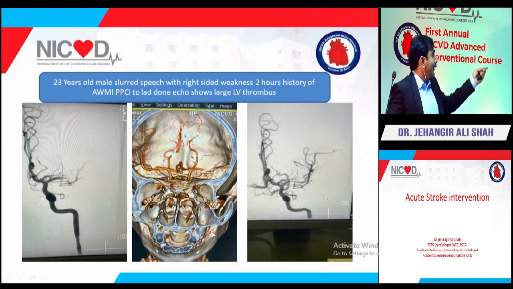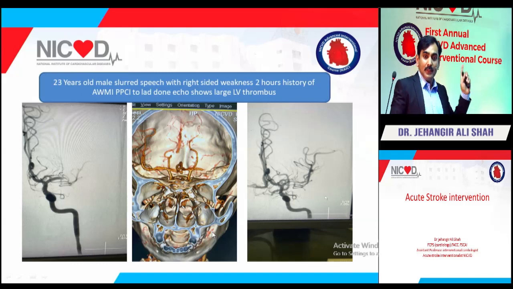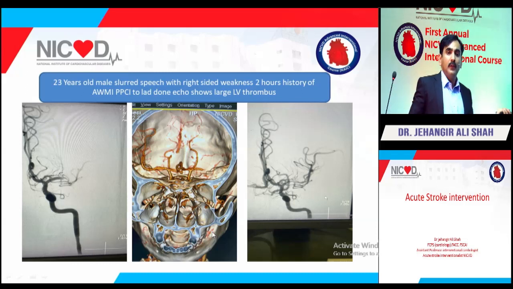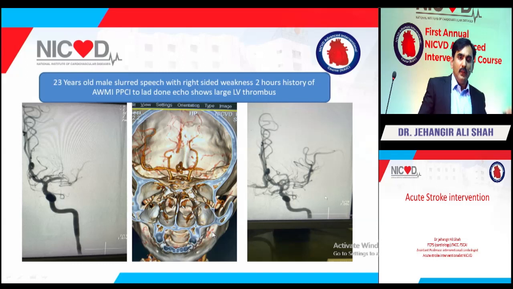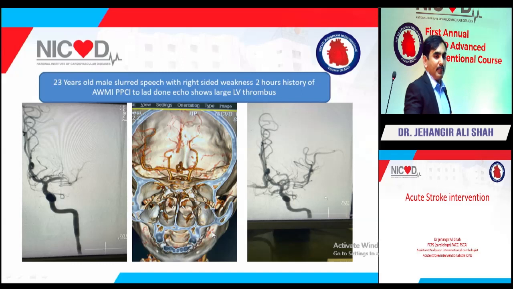So another case, this patient was again a 23-year-old young boy. He has a history of anterior wall MI. He presented in the emergency of NICVD, and a primary PCI to the LAD was done. During discharge, echo showed there was a thrombus in the LV. So the patient developed weakness on the right side of the body within 3 hours. Luckily, the patient reached the hospital in time.